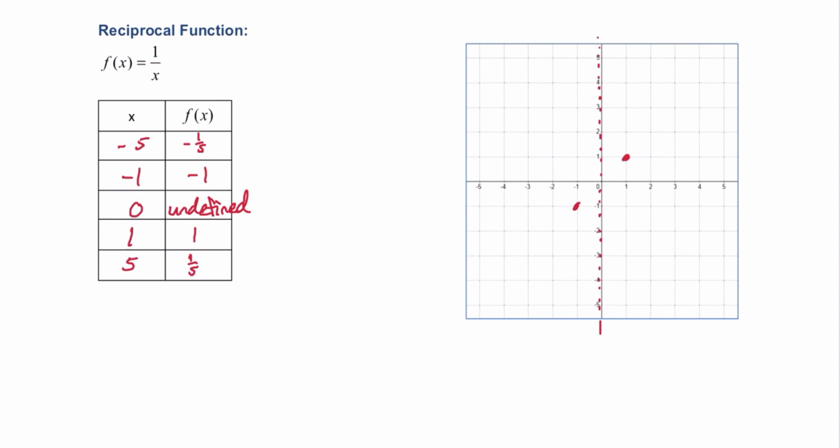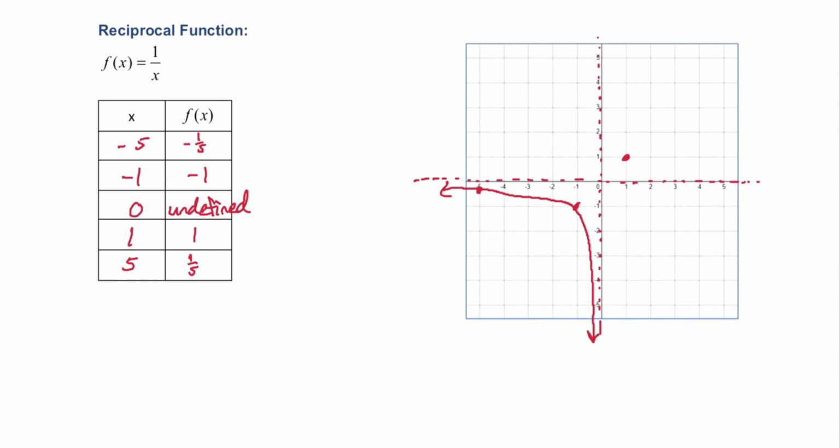We also have -5, -1/5. So again, we're having to estimate that. What's happening is the graph is getting really close to the x and the y axis. There's actually another asymptote on the x axis, which again we'll talk about more in Chapter 5.